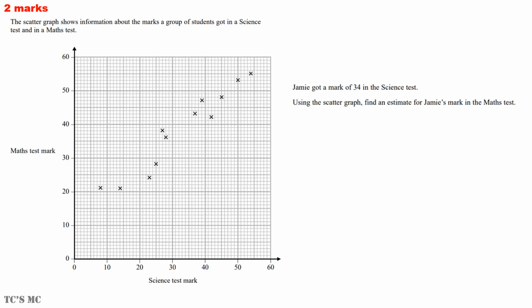The scatter graph shows information about the marks a group of students got in a science test and in a maths test. Jamie got a mark of 34 in the science test. Using the scatter graph, find an estimate for Jamie's mark in the maths test. It is an estimate because we first need to draw a line of best fit.